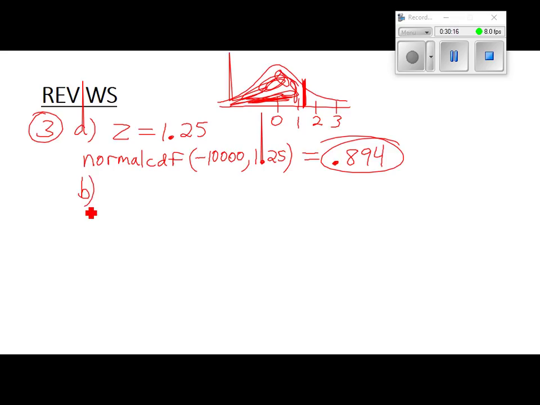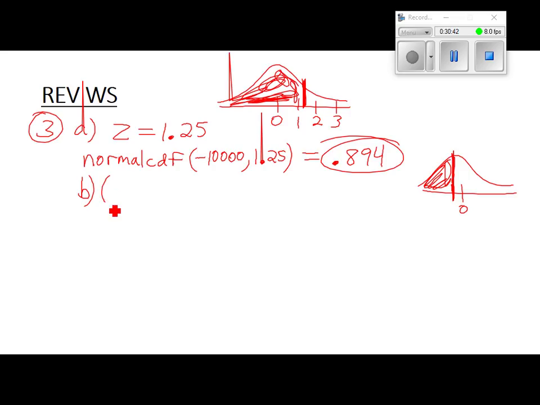We're going to do the same thing on B. Only this time, it says to the left of negative 0.5. So we're here at 0. Negative 0.5 is going to be somewhere right in there. So we want that area. What do we know about our area this time? It's going to be less than what? It's less than half this time.